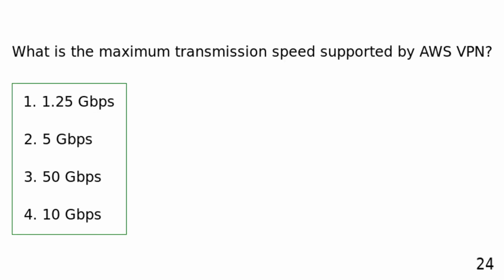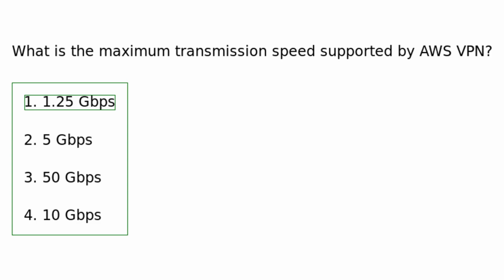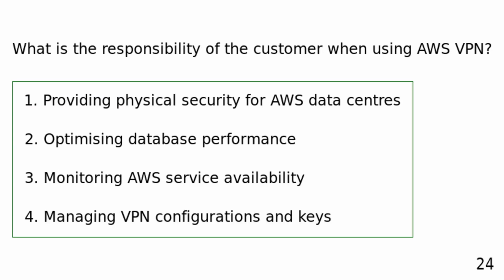What is the maximum transmission speed supported by AWS VPN? 1.25 gigabits per second. 5 gigabits per second. 50 gigabits per second. 10 gigabits per second. AWS VPN supports a maximum transmission speed of 1.25 gigabits per second, ensuring fast and secure data transfer between on-premises networks and AWS.